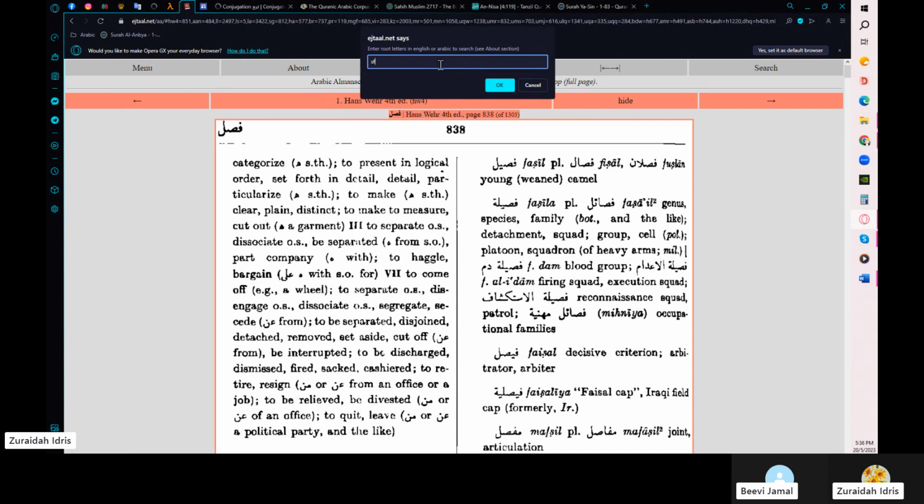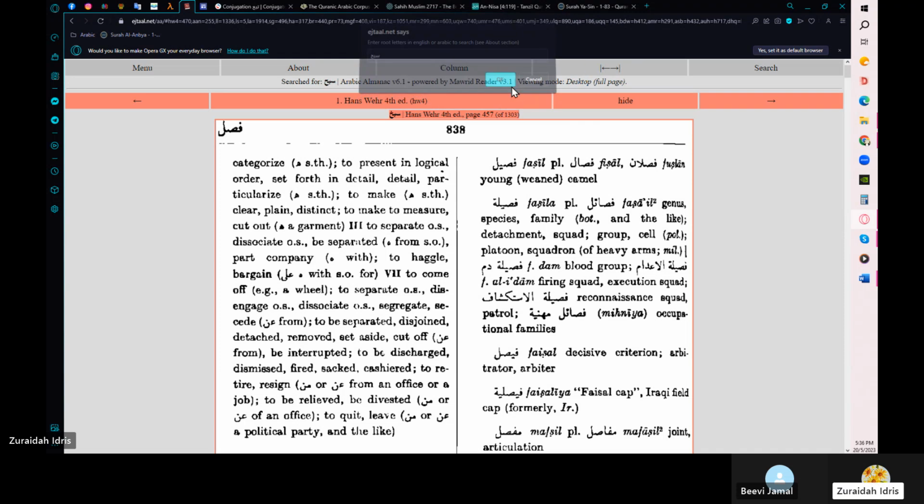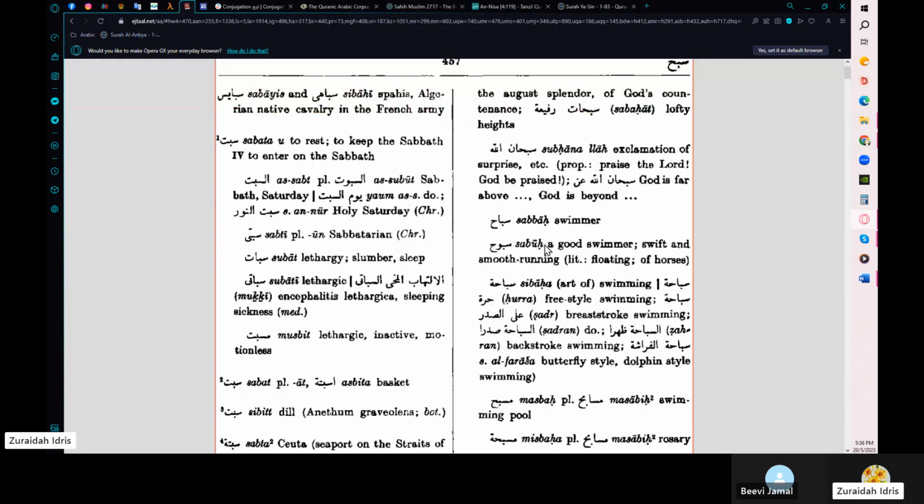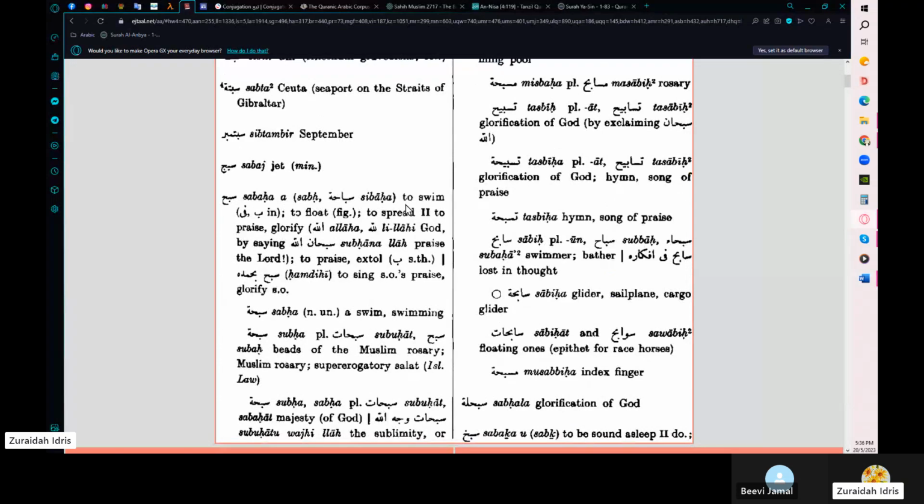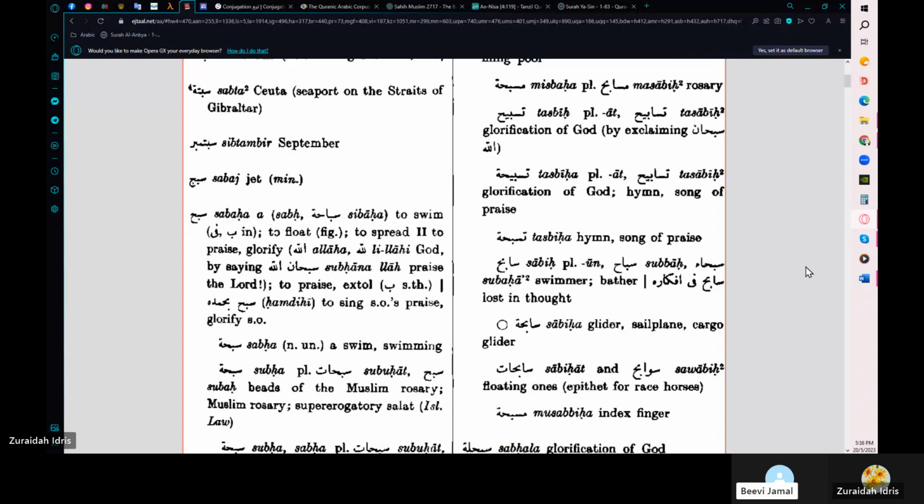Sin, ba, ha. So here we go. Sin, ba, and ha. What does that mean? It means to swim, to float. So what has swimming and subhanallah got to do with each other? I think we know this, because Allah is above everything. He's above anything that is not perfect. He's perfection Himself. So that's where the term to float and subhan are connected.